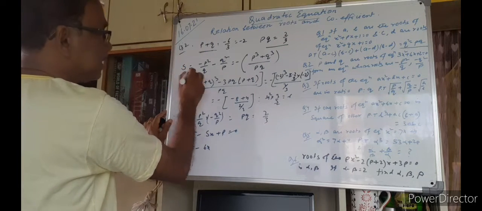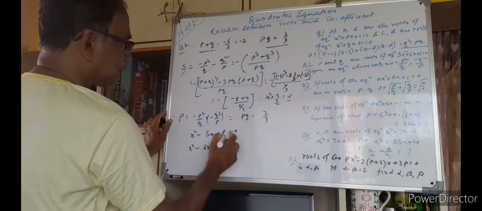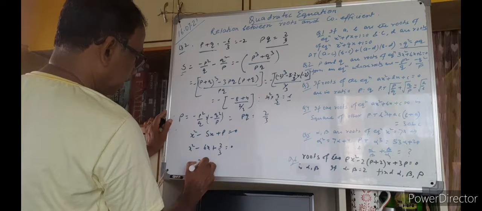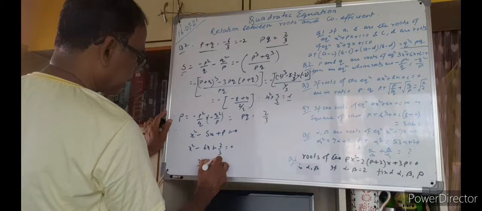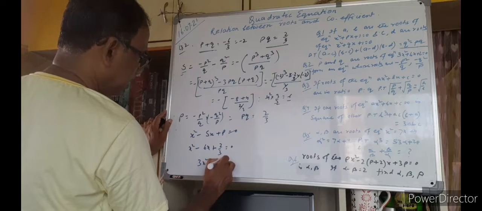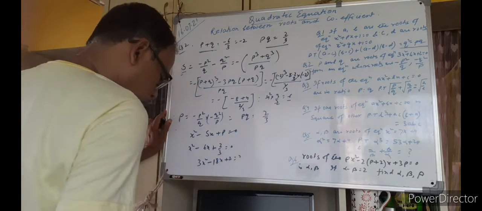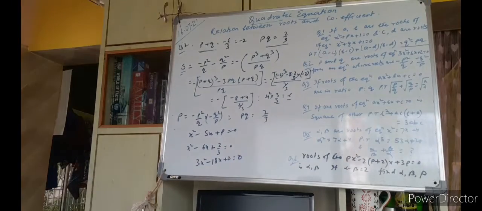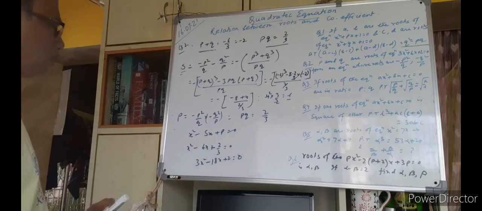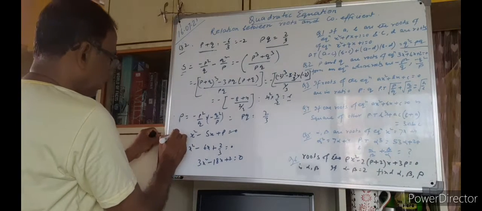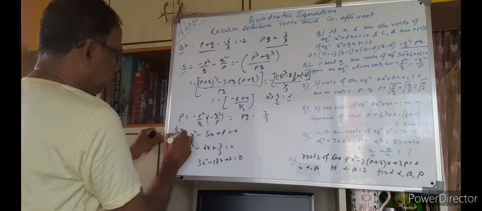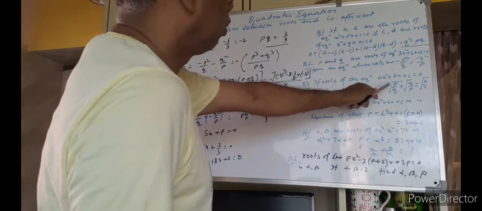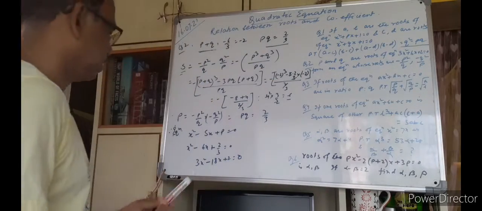Sum of the roots is 6. 6x plus p, here the value is 2 by 3, equals 0. That is 3x square minus 18x plus 2 equals 0. That is the equation. Therefore the equation whose roots are this.